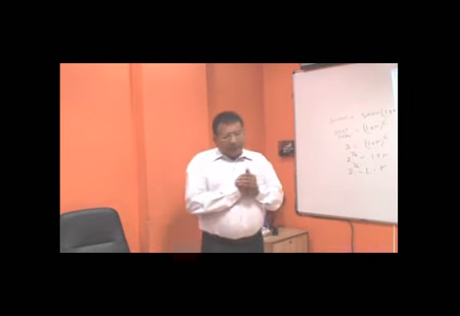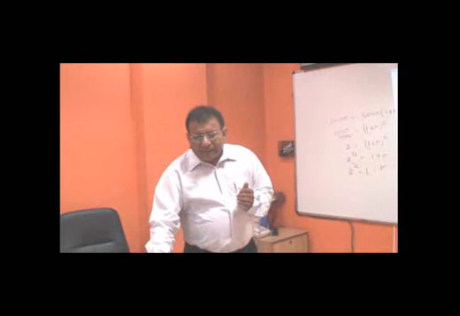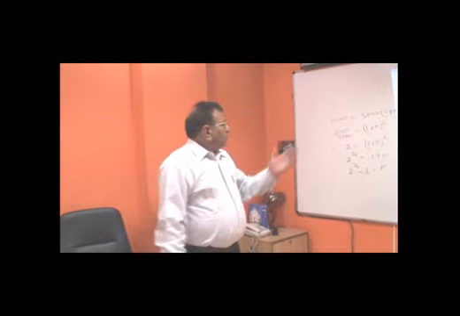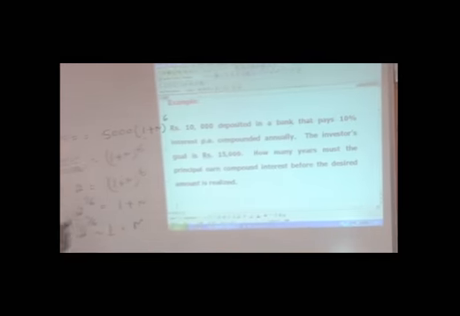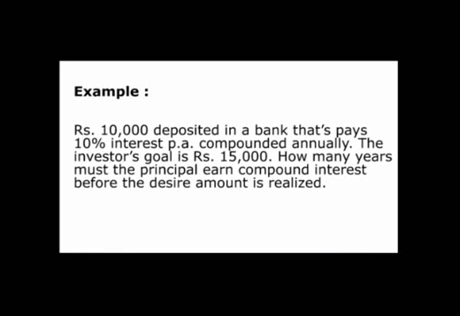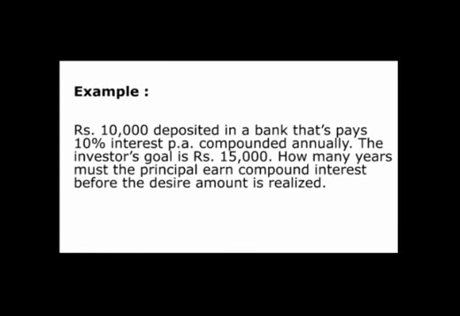This can be explained with the help of an example. The example is that rupees 10,000 is deposited in a bank that pays 10% rate of interest per annum, compounded annually. The investor's goal is rupees 15,000. How many years must the principal earn compound interest before the desired amount is realized?